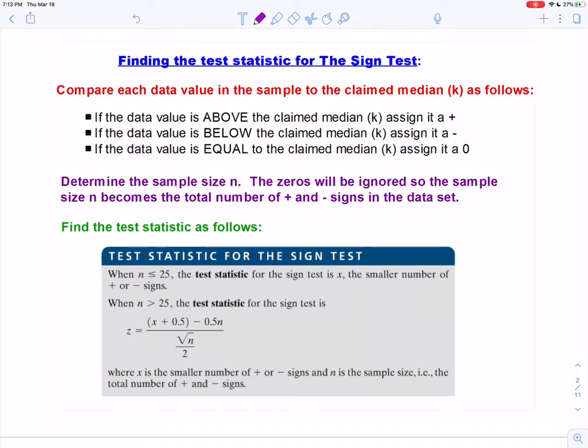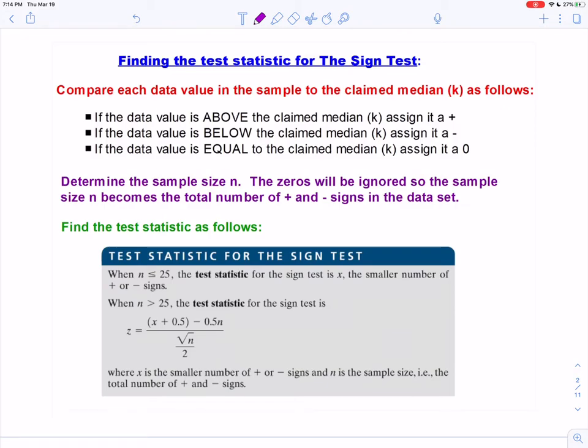All right, so I think the main thing to note about section 11.1 as we begin the non-parametric test is that we start the sign test by doing this comparison. Whatever we are testing against, we compare our data values to that, and we determine if we are above the median that's claimed, below the median that's claimed, or equal to the median that is claimed.